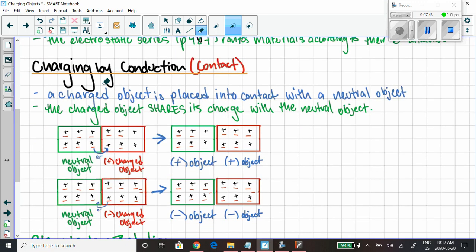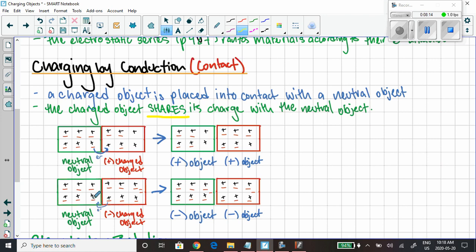Well, charging by conduction, contact, is just what it says. A charged object is placed into contact with a neutral object. The charged object shares, and that is the key word, shares its charge with the neutral object. So if you have a neutral object and a positively charged object, the electrons move from the neutral object into the positively charged object, and then if you were to separate them, they would both be positively charged.